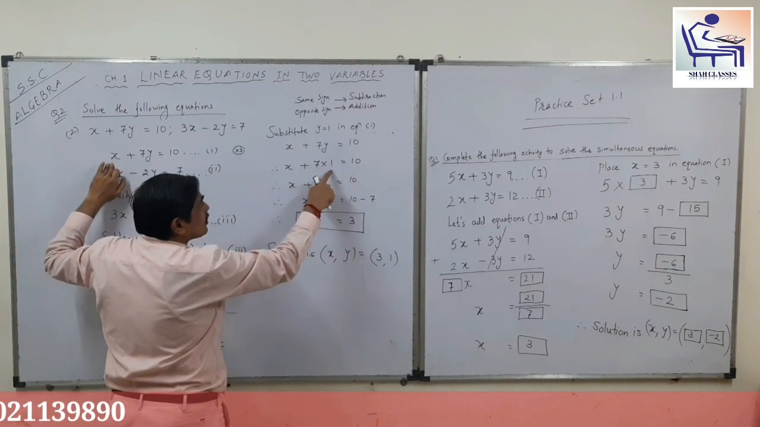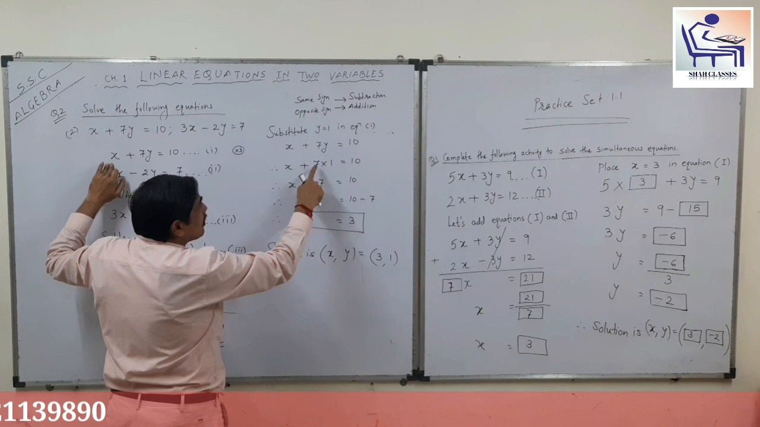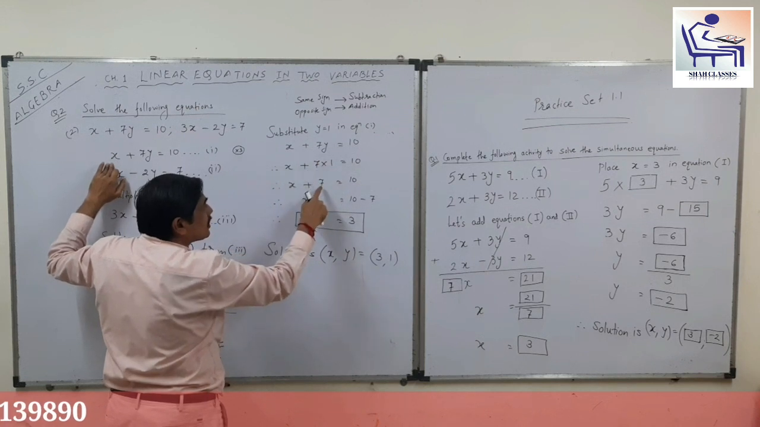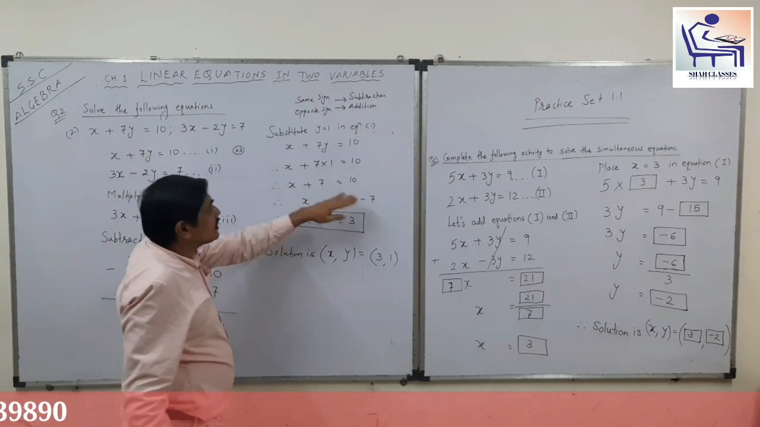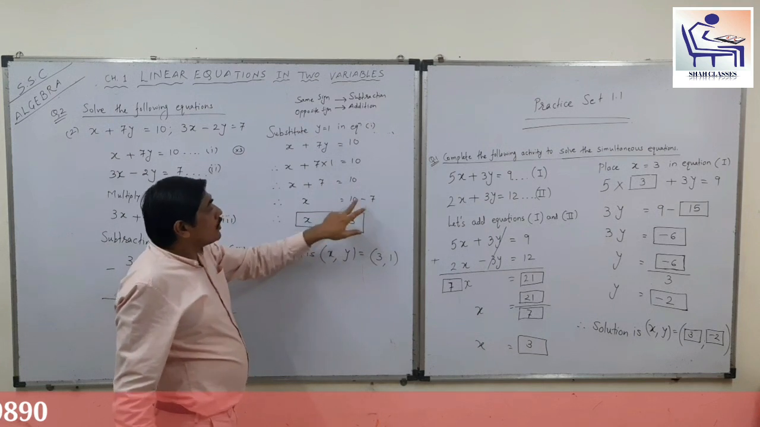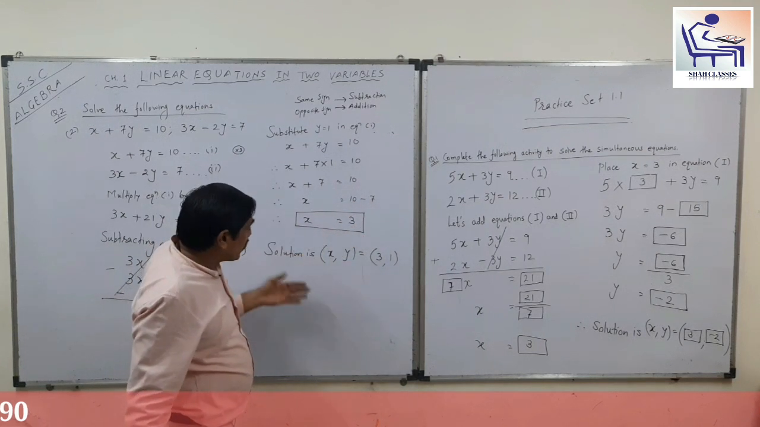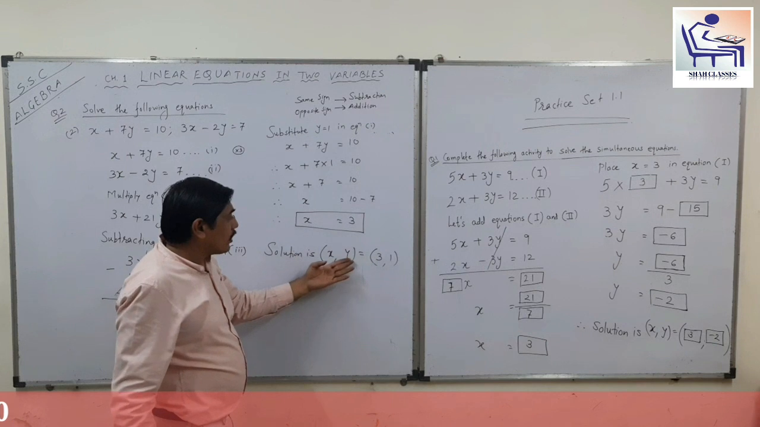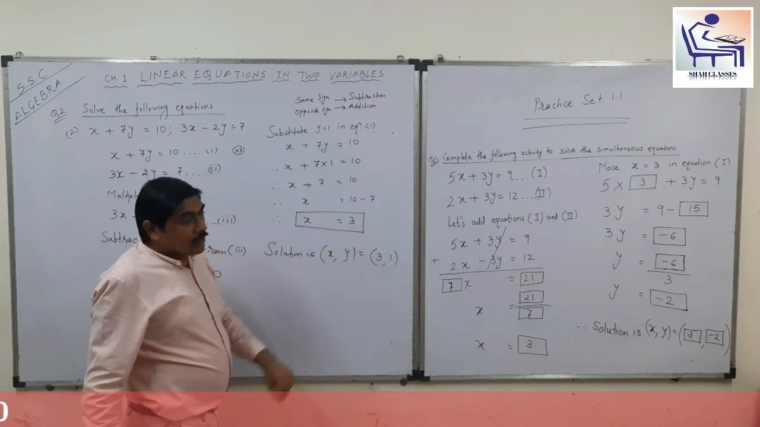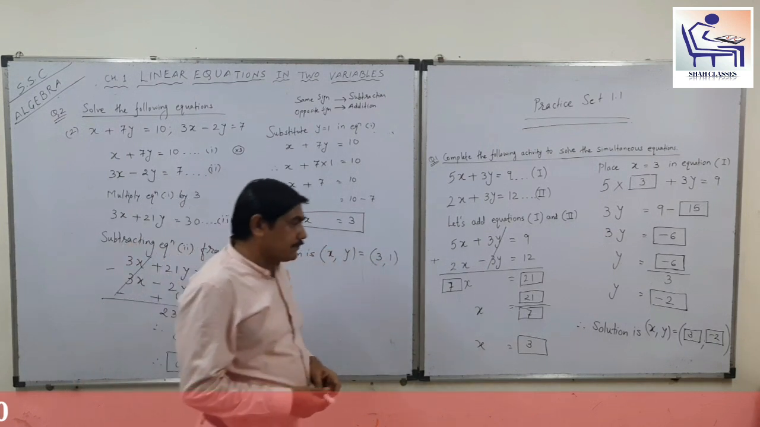So value of y, so x plus 7 into 1. So 7 ones are 7. And when it goes on the other side, so it becomes negative. So 10 minus 7 is 3. So we got the value of x as 3 and the value of y as 1. Now we will go for the next sum.